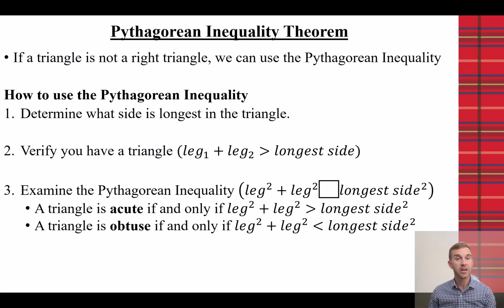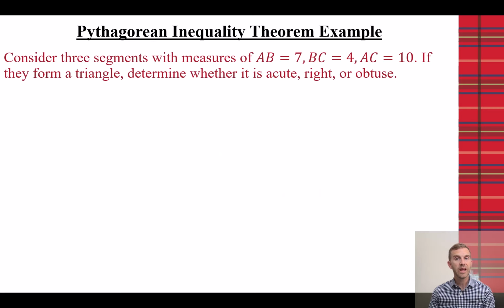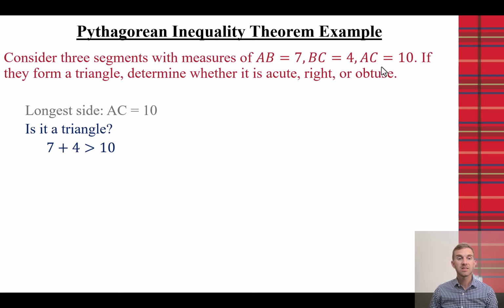So instead of having the equals, which is the right triangle, we can use this inequality to help us determine acute versus obtuse triangles. Say we have three measures here, AB, BC, and AC, which are 7, 4, and 10 units respectively. We want to know, is it a triangle? And if so, what kind of triangle is it: right, acute, or obtuse? So first, the longest side is 10 units. Now let's make sure that the three will make a triangle. 7 plus 4 has to be greater than 10. 7 plus 4 is 11. So yes, that's a triangle.